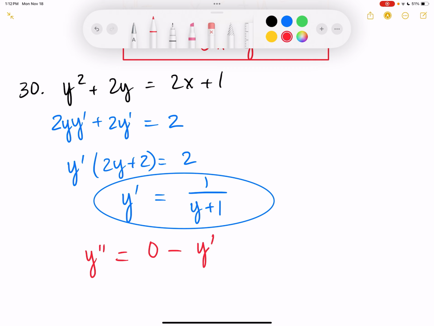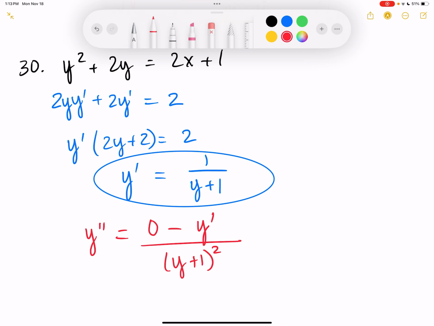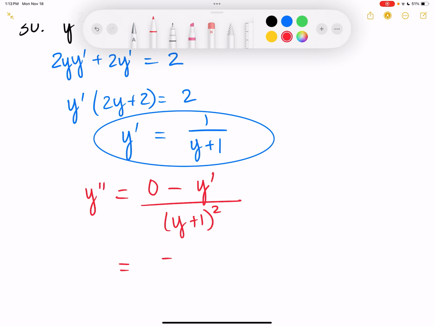So 0, the derivative of the top is 0, minus the top, which is 1, times the derivative of the bottom, which would just be y prime. So I'm just not writing the 1 times that part. All over y plus 1 squared. So now the y prime, the 1 plus, I mean 1 over y plus 1. Yep. So negative 1 over y plus 1 over y plus 1 squared.